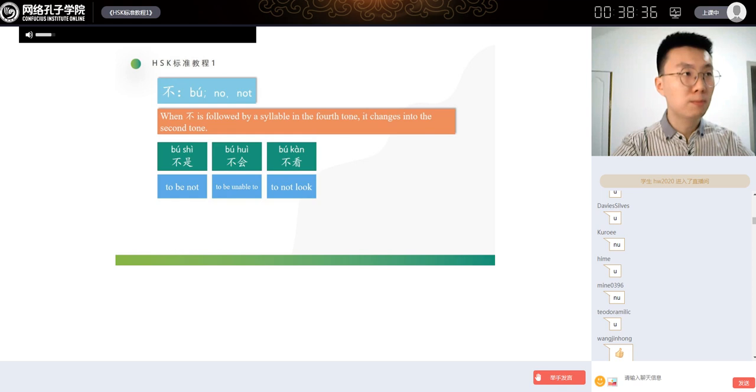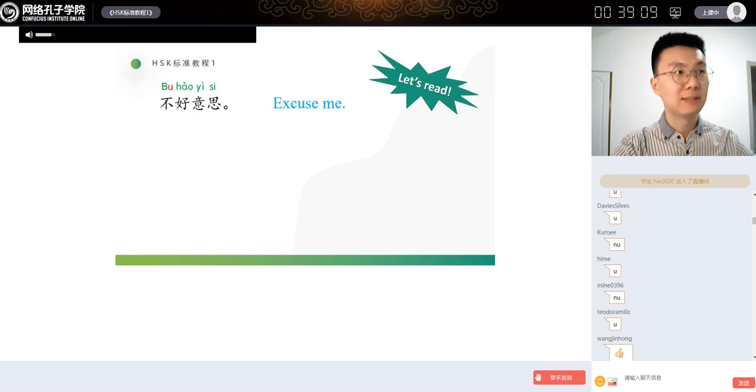While when 不 is followed by a syllable in the fourth tone, it will be changed into the second tone. 不是，不会，不看. Here 是，会，看 are fourth tone. So 不 will be changed into the second tone. 不是，不会 and 不看. Good, this is the tone of 不. Let's have a try.